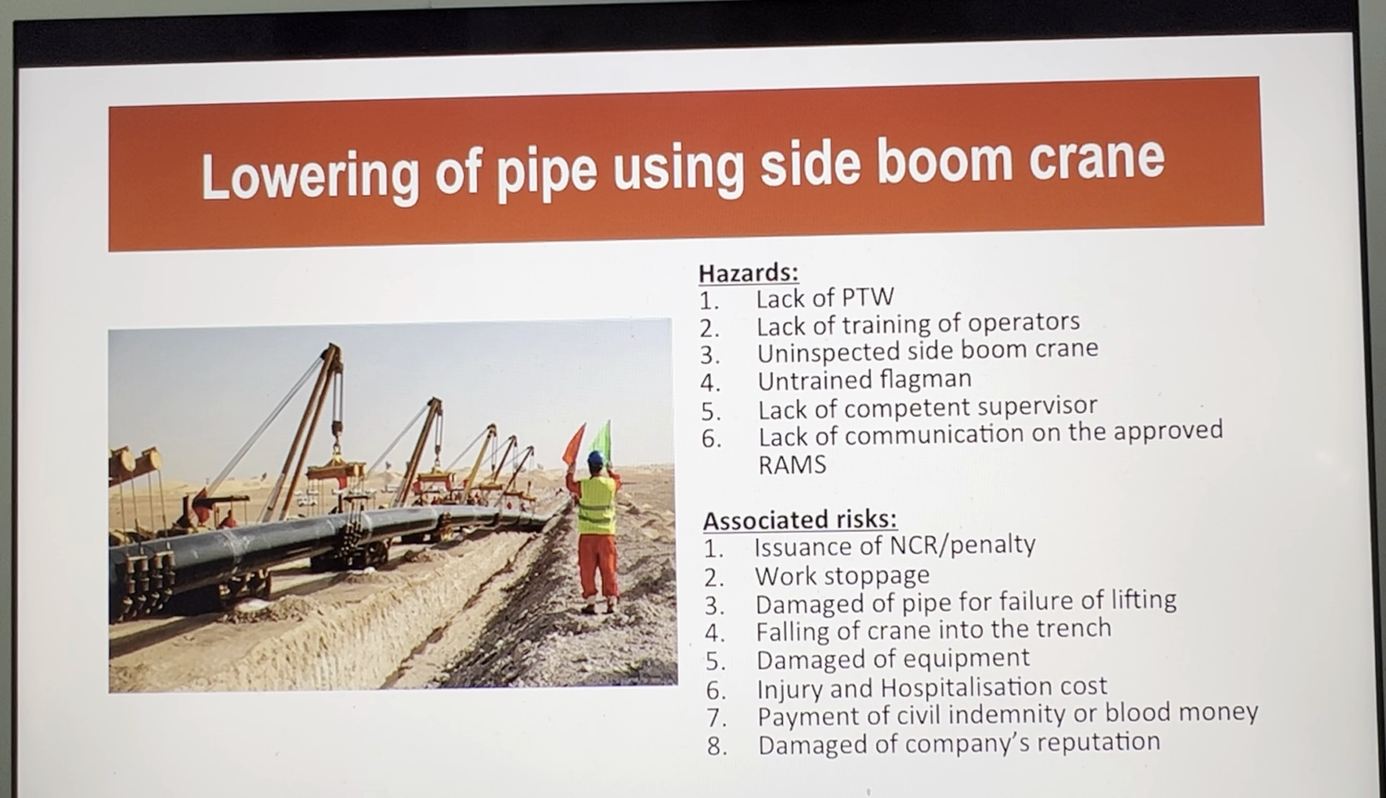Associated risk, if you do not address all those hazards, you have the issuance of NCR and probably penalty. Not only up to this point, but if it is a habitual offense, then the client may also decide to remove or blacklist the engineer. Work stoppage, damage of pipe, or failure of lifting, falling of crane into the trench.